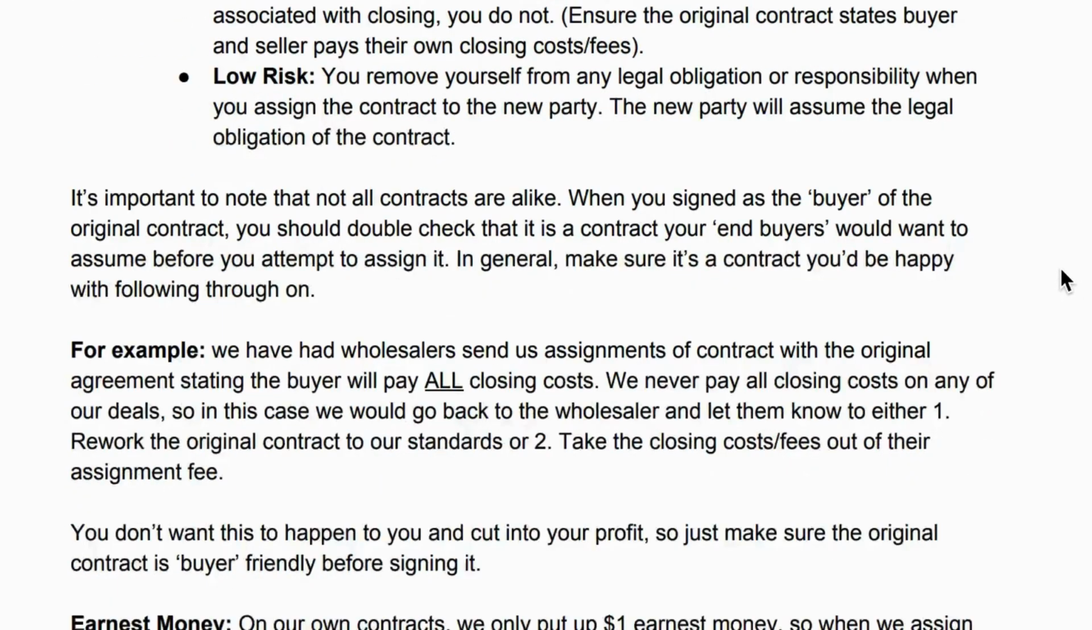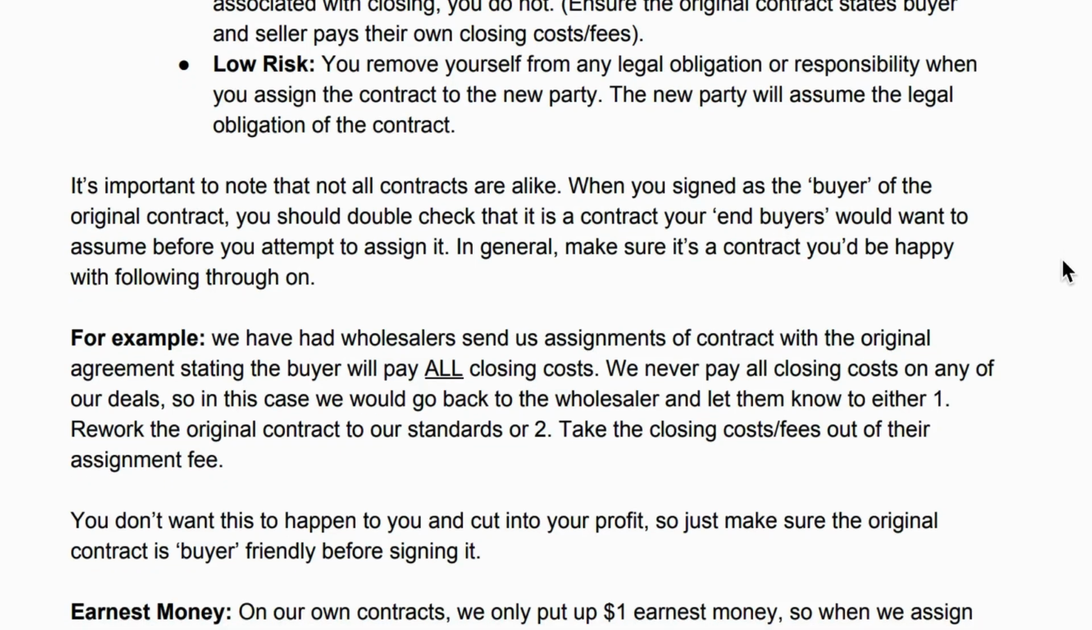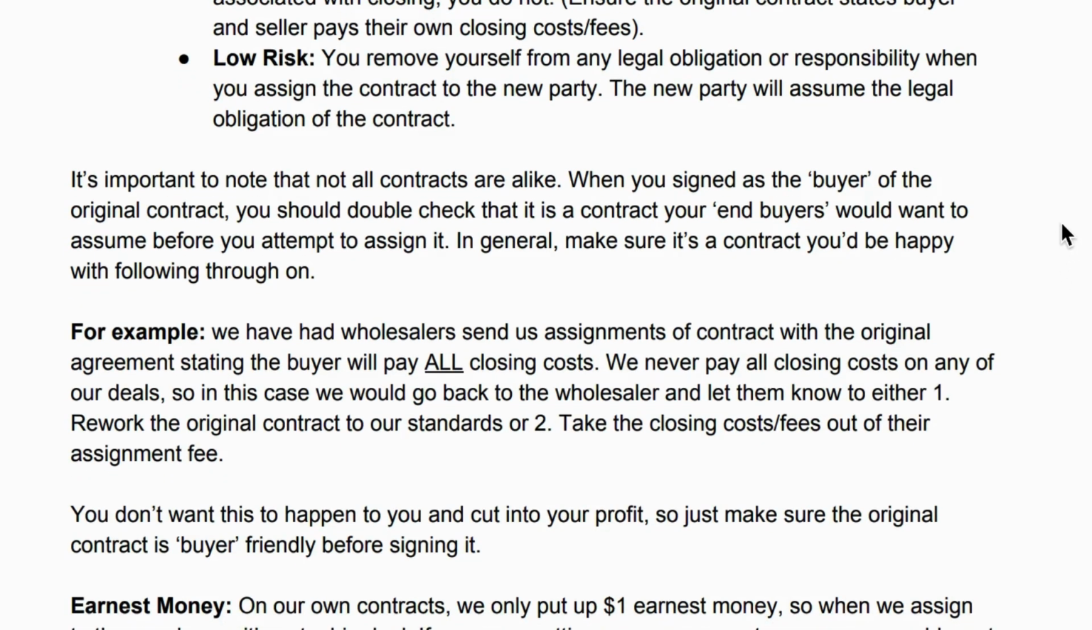Okay, so it's important to note that not all contracts are alike. When you sign as the buyer of the original contract, just make sure that you double check all of the information and that it is a contract your end buyer would want to sign. So if it's not something that you would be okay closing with, your end buyer probably won't be either, and you need to negotiate that on the front end.